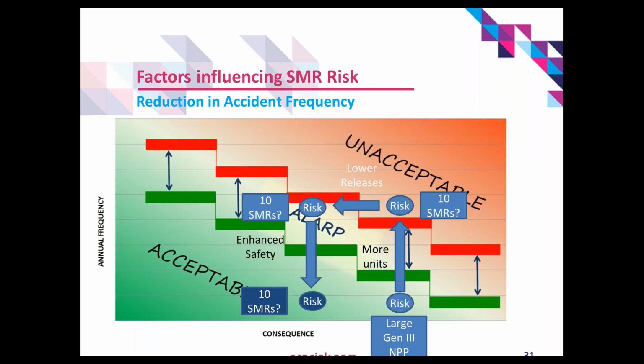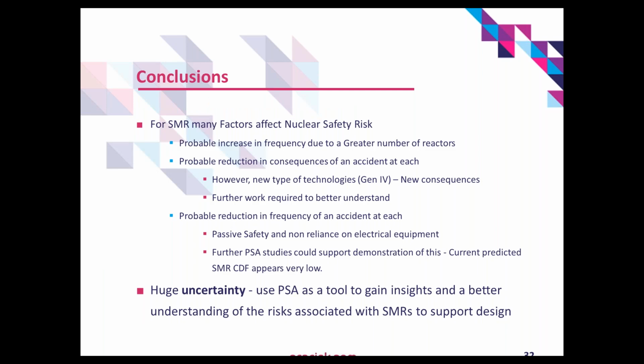But how do we know how much we go further up, how much we go further left, and how much we go further below? That's something that we need more research into. So my conclusions are that there are many factors that affect the nuclear safety risk for small modular reactors. There would be a probable increase in frequency due to a greater number of reactors and the interaction between them. There would be a probable reduction in consequences of an accident at each. However, there would be new Gen 4 technologies, like we have seen, molten salt, liquid fuel, liquid lead, that may introduce new consequences.